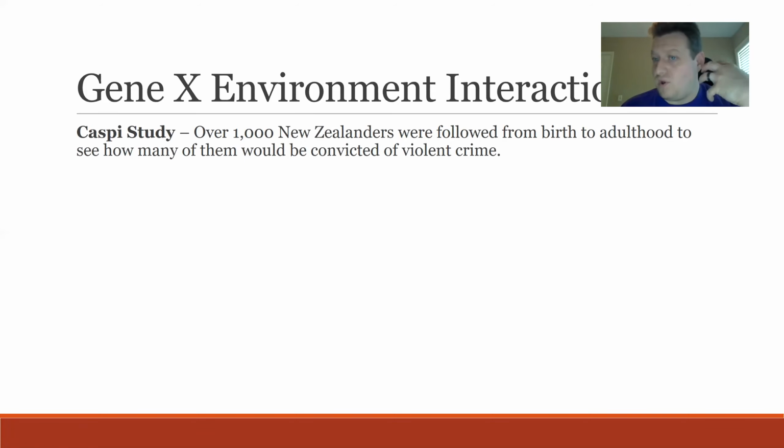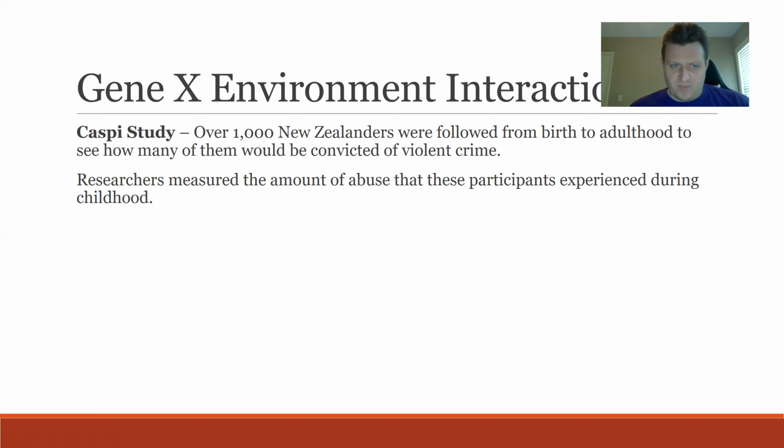One thing that he looked at was their genetics, so he looked at particular genes. He also looked at whether or not the children likely suffered from some kind of abuse, and then used both genetics and potential maltreatment of the children to predict whether or not these children would grow up to be someone that would commit a violent crime. All right, so researchers in this Caspi study measured the amount of abuse that these children experienced, or that they were kind of able to infer.